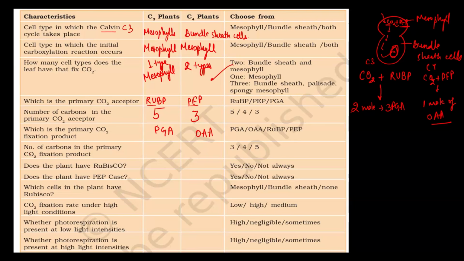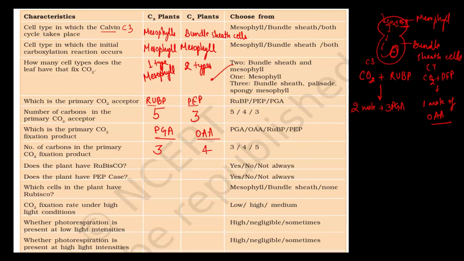Now the next is the number of carbons in the primary carbon dioxide fixation product. So the first product that is formed, how many carbon atoms do we have in that product? So in the PGA, how many carbon atoms do we have? So the PGA or phosphoglyceric acid, it is a 3 carbon molecule. While this oxaloacetic acid, what is this? This is a 4 carbon molecule. Okay.